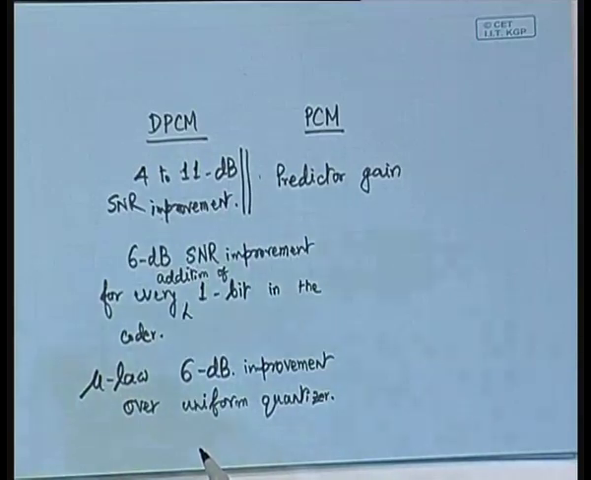Mu law gives you another 6 dB improvement. Because of its very basic characteristics, we are having a finer quantization for the more probable portion of the signal. For more probable values of the signal we are having finer quantization, and for less probable values we are having coarser quantization. So that gives us a 6 dB improvement, which we already talked of.